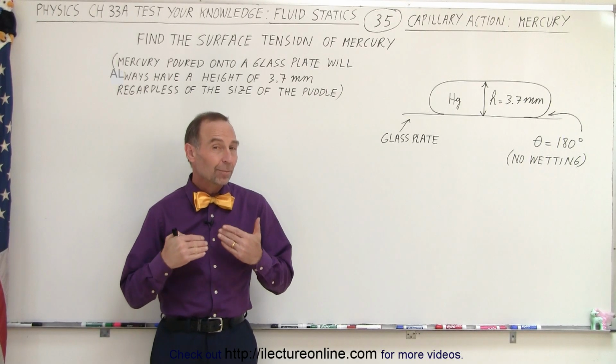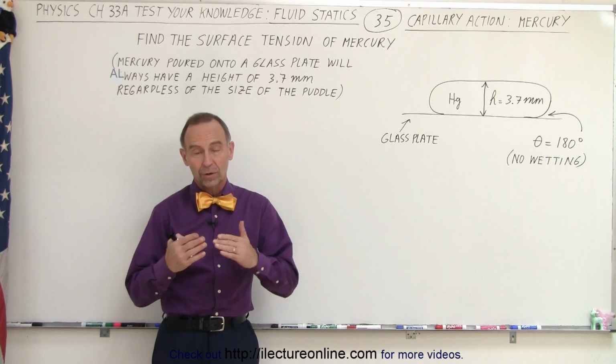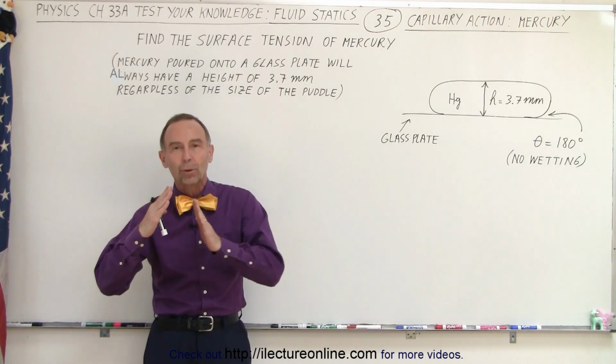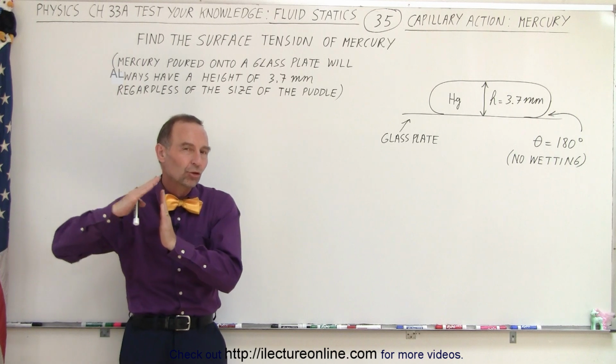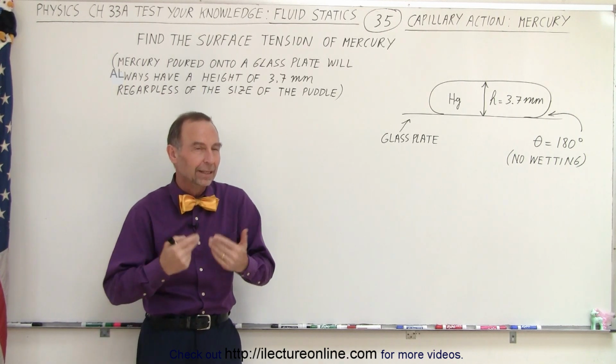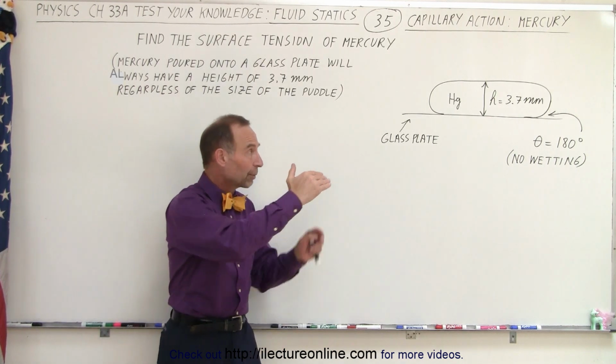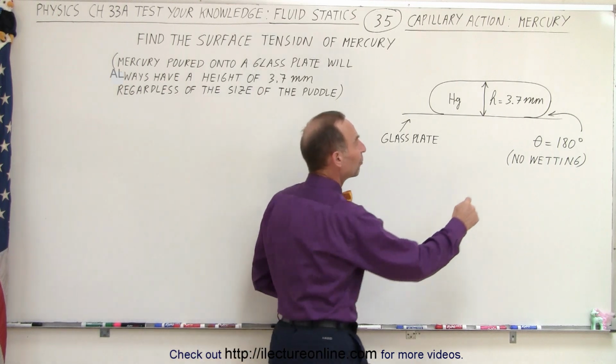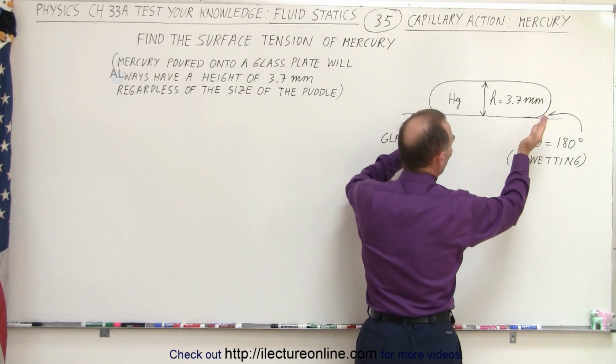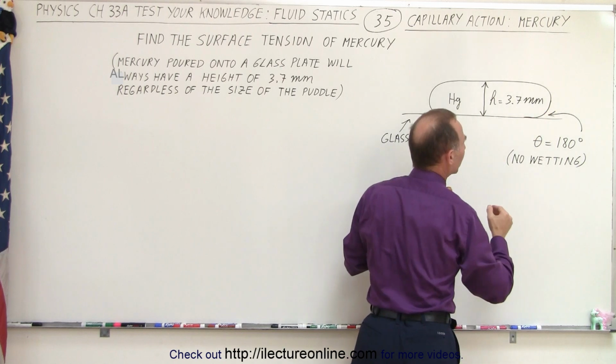Mercury has an interesting property: instead of, like water, attaching itself or being pulled towards glass, it's actually being pushed away from glass. It's actually being repelled by glass. So when we pour mercury onto a glass plate, you have what we call these regions right here where there's no wetting, where there's basically a repulsion from the glass.